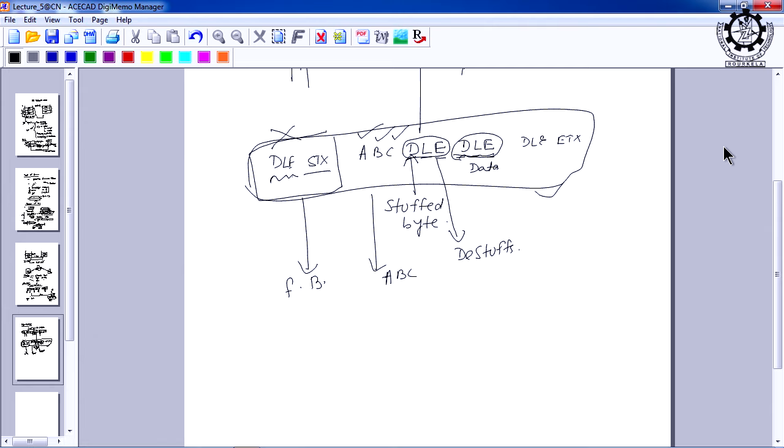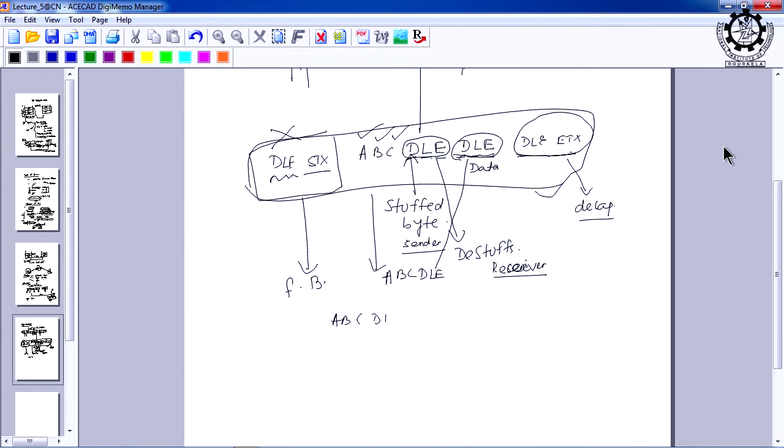So, the sender stuffs it and the receiver de-stuffs it. Now, this DLE is de-stuffed, and what remains is the DLE followed by another DLE, and this DLE is again followed by ETX. That means this is the trailer information, which has to be decapsulated.